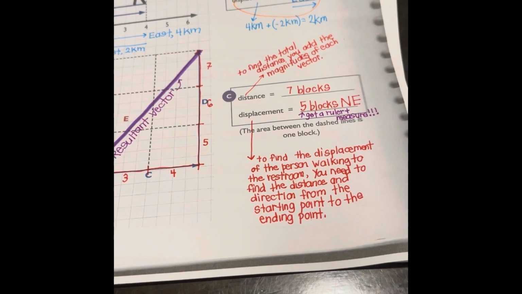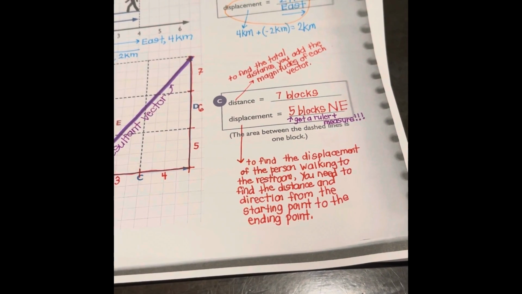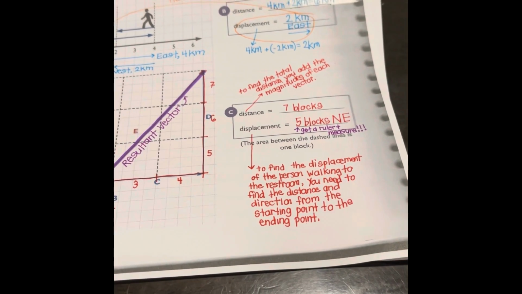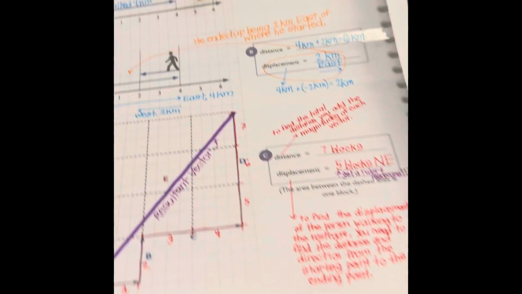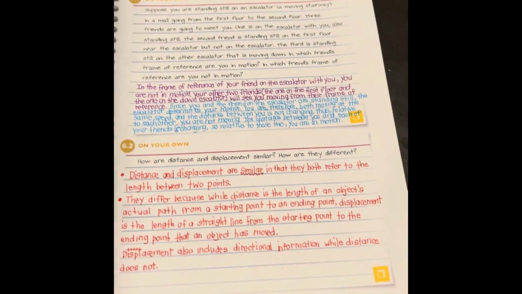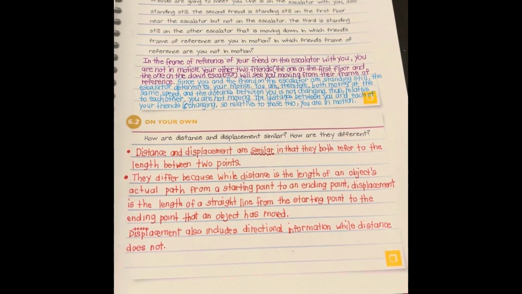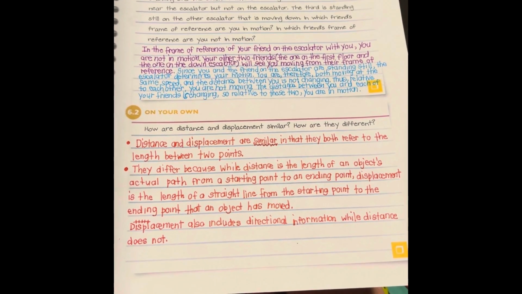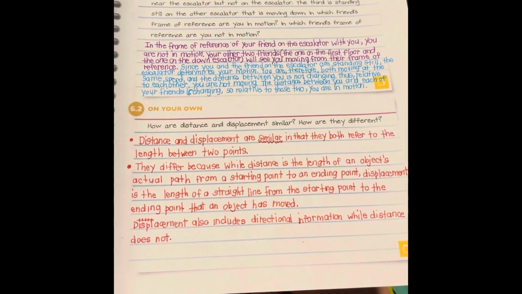To find the displacement of the person walking to the restroom, you need to find the distance and the direction from the starting point to the ending point. All right. Lastly, the on your own. The answers are pretty well written out in your textbook, so you can go ahead and turn to the back of Module 6 to get those answers.